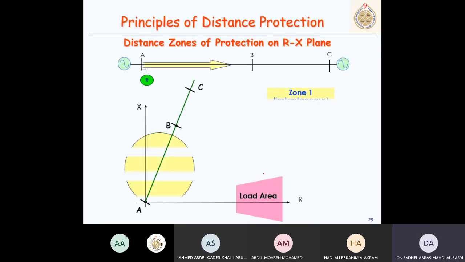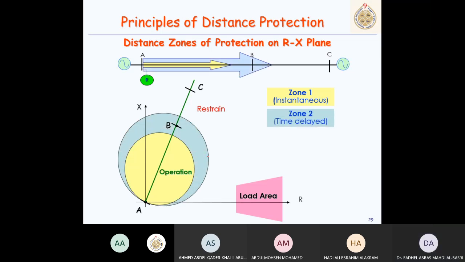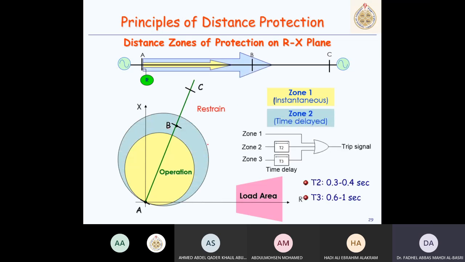So this is zone 1. It covers up to 80% of the line, and it's instantaneous. Zone 2 covers 120% of the line, but time delayed. And zone 3, which is not shown here, covers all of this area.